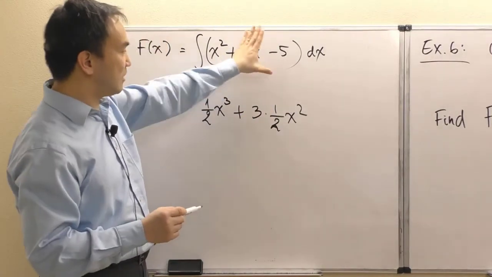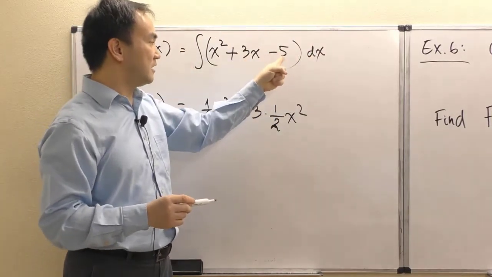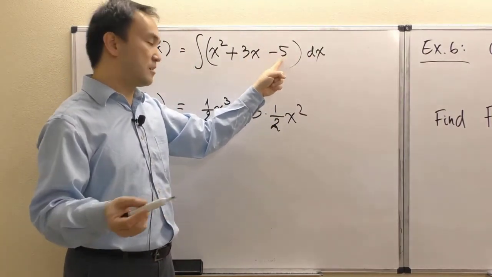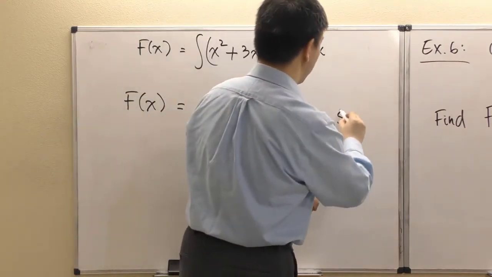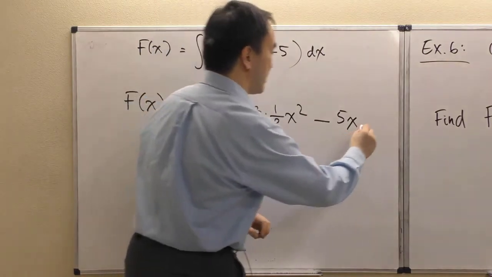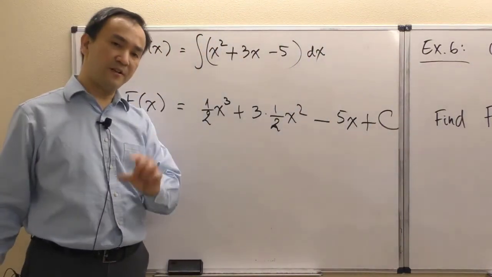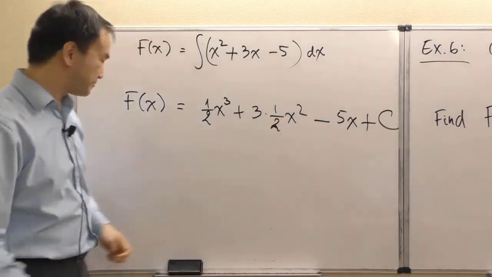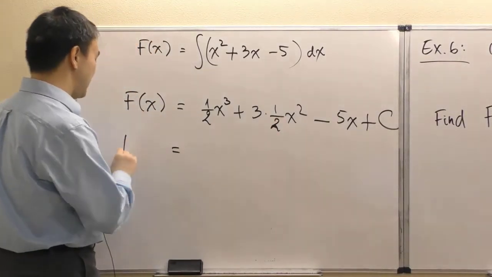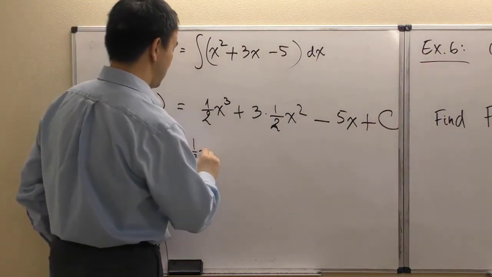And then the sum and difference rule again allowed me to find the antiderivative on that constant term, connected by the subtraction sign. And so here it's going to be 5x. Okay, but now plus C. That's our famous first step in finding any antiderivative. And so now capital F of x is 1/2 x cubed.